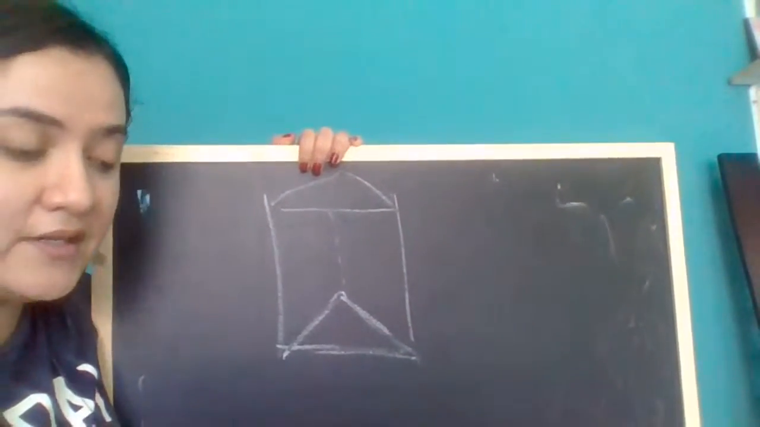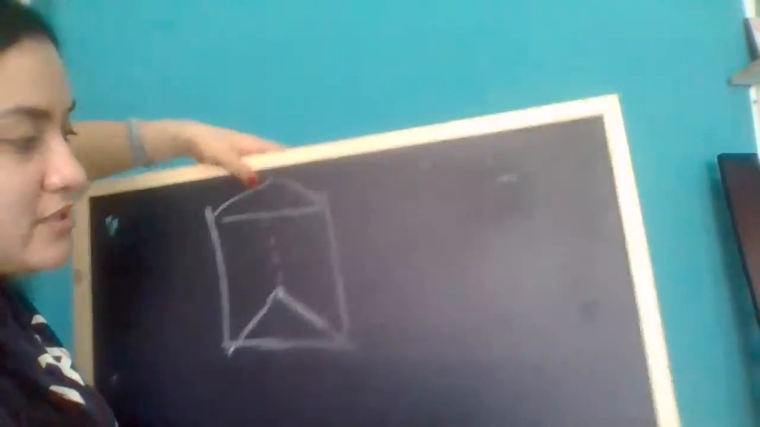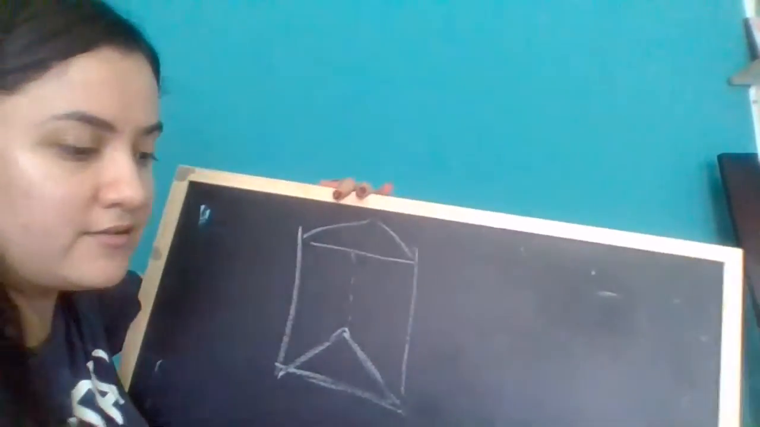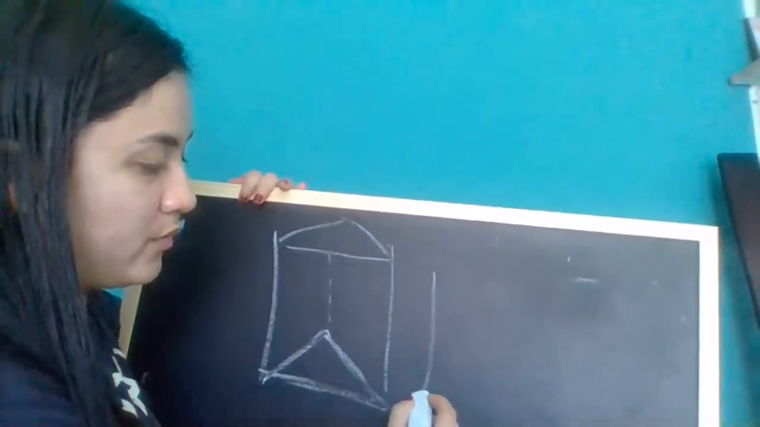Very good. Look at the next prism. The next prism has a base, like the one that I drew before, like a what? The next prism that is in your book.